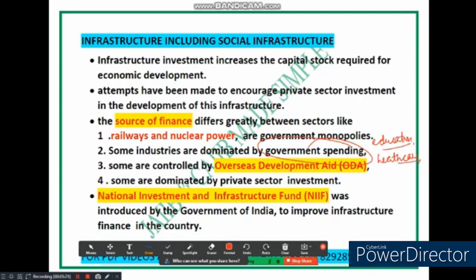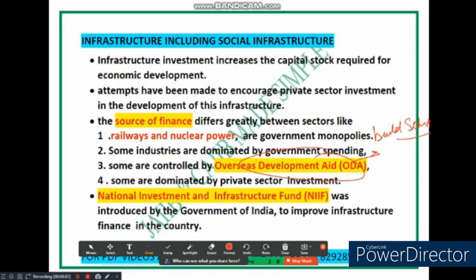Next is ODA. ODA means overseas development aid. Basically some infrastructure projects in developing countries receive financial support from international organizations or foreign governments as overseas development aid. Let's take an example. Suppose a foreign country may provide funding to build a school or clean water facility in a less developed nation. So this comes under ODA. ODA means overseas development aid.